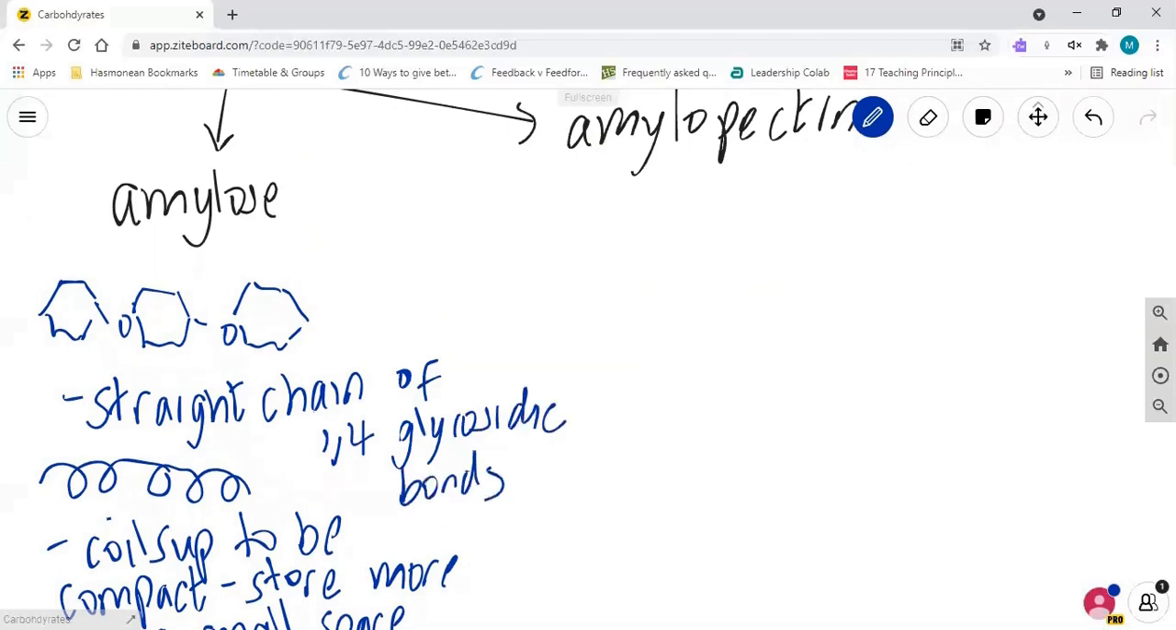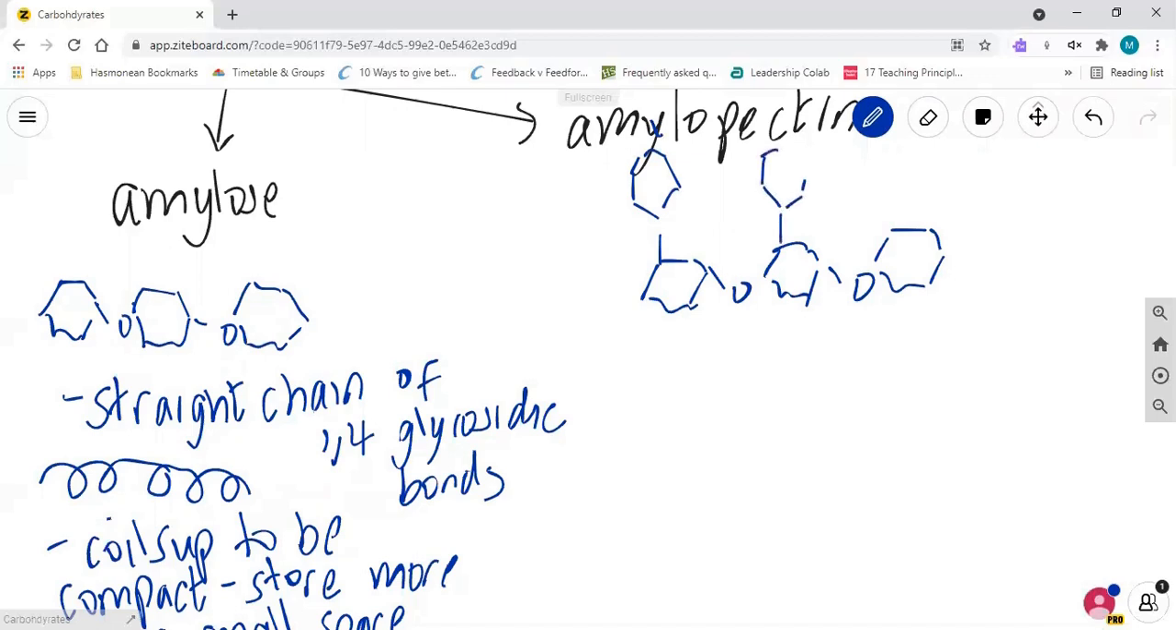Okay, so what about amylopectin? Well, amylopectin is a little bit more complicated. You start off with these straight chains like this. Then what you see is that you also have some branches like this. So they're attached to that carbon number 6 up there. Like that. Okay, we often just draw it like that, etc.